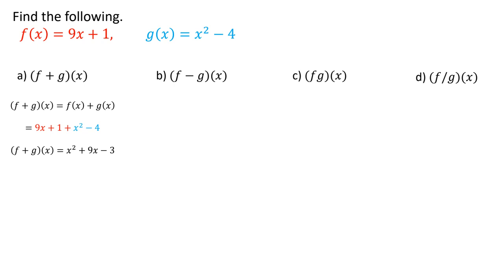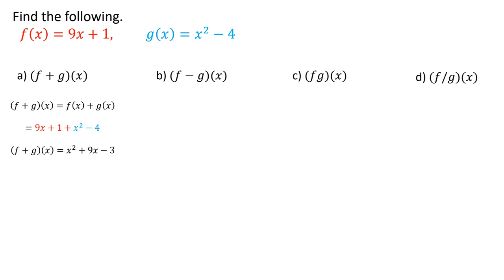So again, I color coded them so you can see them. F of x is in red, which is 9x plus 1. G of x is in blue, the x squared minus 4. And I add these two equations together. So to simplify, I just need to combine like terms. So I only have one x squared term, so that stays alone. I only have one x term, which is 9x, so nothing happens there, but I have two constant terms. I have a +1 with a -4, so that gives me a -3.